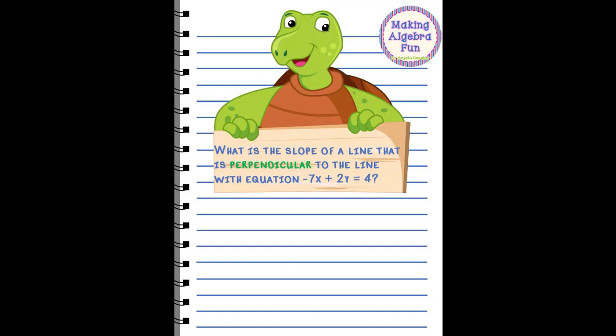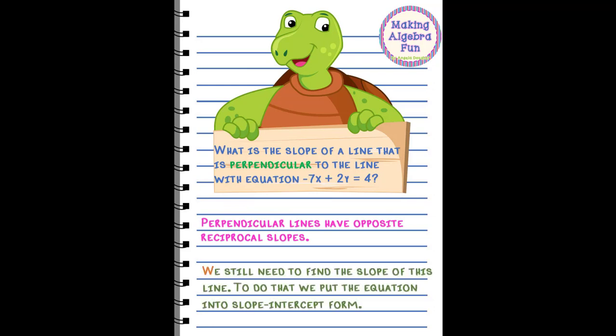Now I'm going to ask you about perpendicular. What is the slope of a line that is perpendicular to this line with the equation negative 7x plus 2y equals 4? Now we do know that perpendicular lines aren't the same, but they are opposite reciprocals. So I want to get the slope. I still need to do the same thing as before. Find the slope of the line, and to do that, we have to put the equation in slope-intercept form.